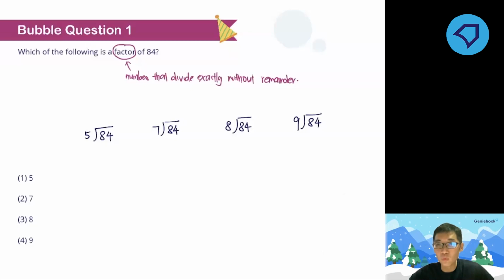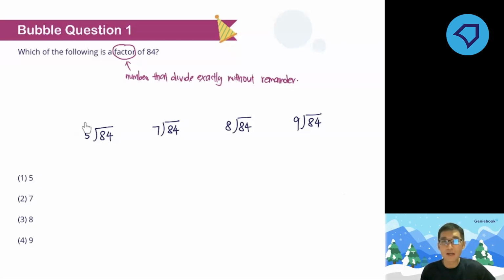Let me take a look. Ooh, excellent, excellent, right? I have a great bunch of you that got the correct answer. Okay, now let's take a look at the first one, 5. Is 5 a factor of 84? Can 84 be divided by 5 exactly without a remainder?